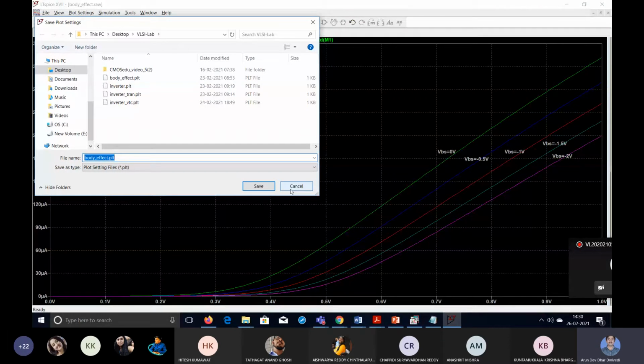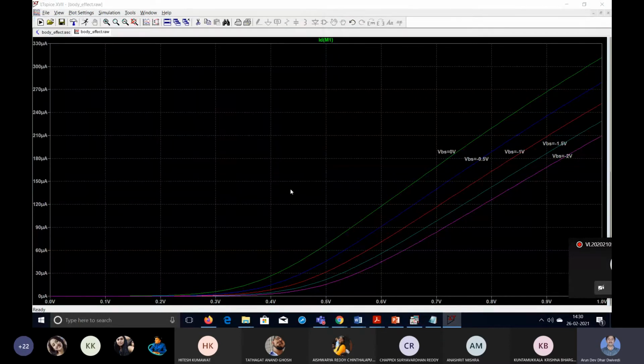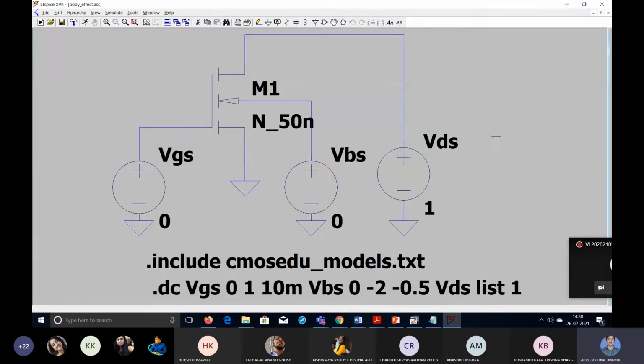Next time if you run, automatically this setting will be there. So this is already done here. Next, the NMOS will be replaced by PMOS. VGS will be similar, VDS will be similar, but the voltage applied during the simulation will be 0 to -1 volt. The increment will be negative. VBS will also be reversed. You can say VDS will be -1 volt, like that. Then you can do that for PMOS also.